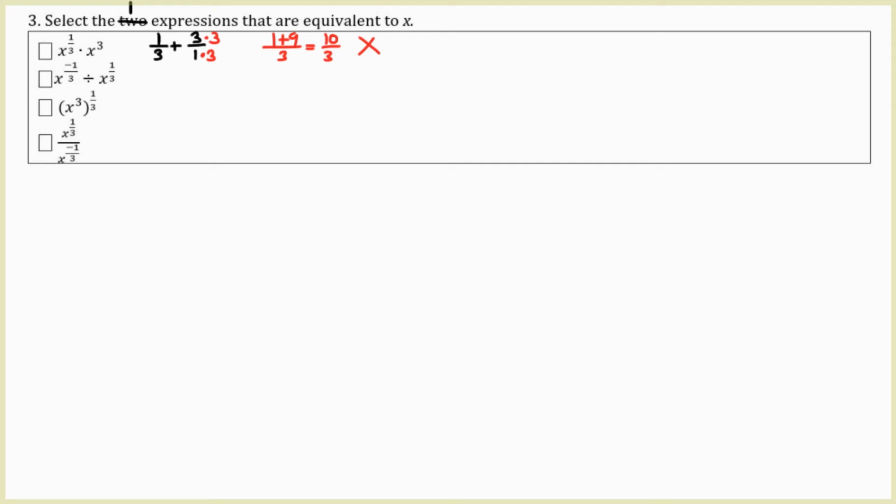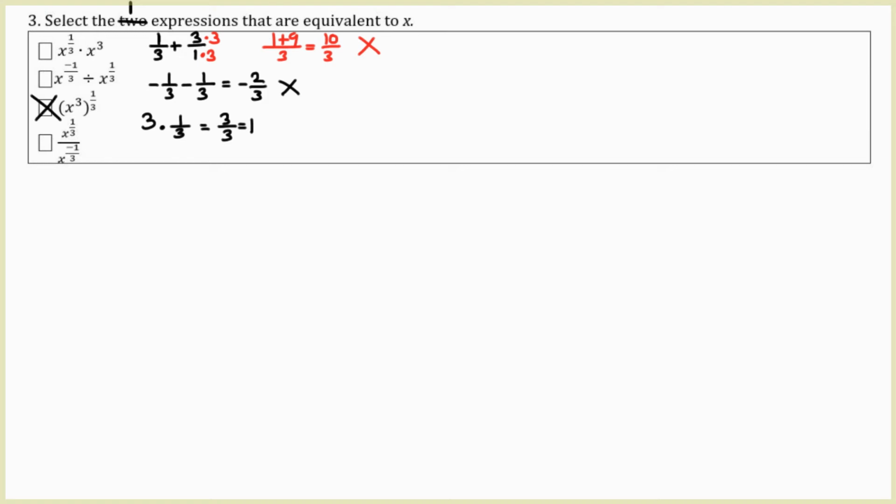Okay, when we divide, we subtract our exponents. So negative 1/3 minus 1/3 is negative 2/3. Once again, that does not equal 1. Okay, power to a power. If you look above, I wrote all those powers in the previous example. We multiply these. So 3 times 1/3 is 3 over 3, which is 1. There's our answer.